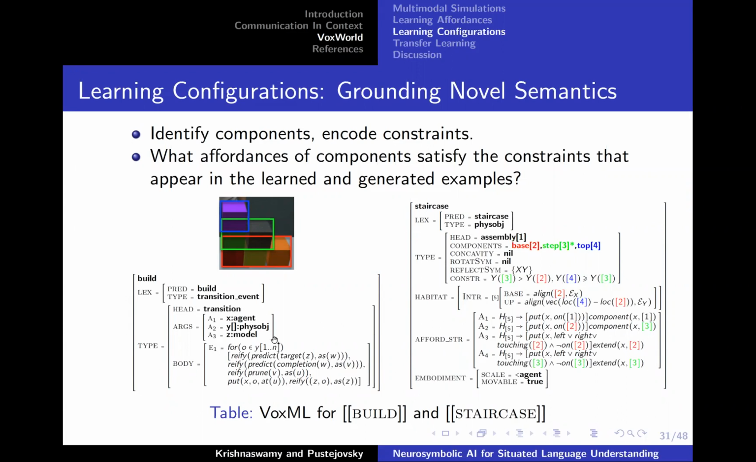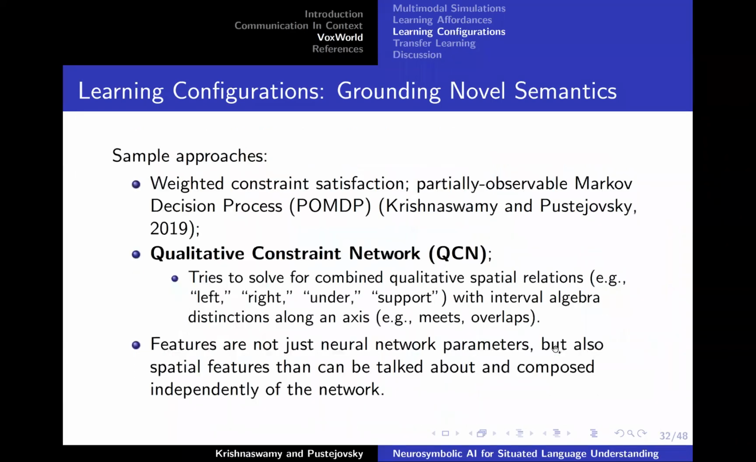This is a VoxML structure for build, and then some partial semantics for staircase, where you give the components the base portion, the step portion, and the top portion, and then try to infer some of the constraints that adhere across the satisfactory examples of this structure. Some of the sample approaches we came up with, we tried weighted constraint satisfaction and POMDPs. One thing that seemed pretty fruitful was a qualitative constraint network, which tries to solve for combined qualitative spatial relations with interval algebra distinctions along an axis.